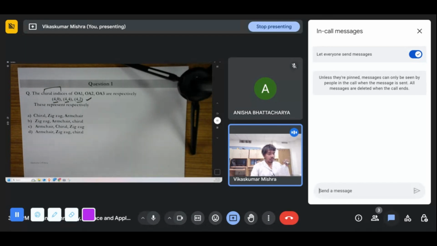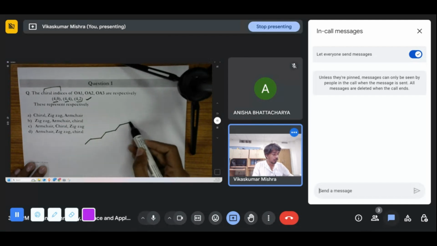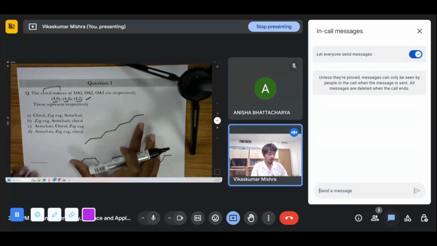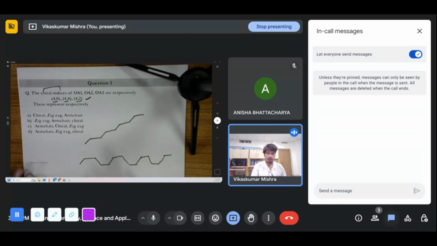So let's start with question number 1, that is (4, 0). See, what is a zigzag? We'll get something like this type of pattern, while in the armchair we'll get something like this, and so on. In the chiral, we will not get either of these patterns; it will be some combination of both of them. So let's try to solve the question, that is (4, 0).